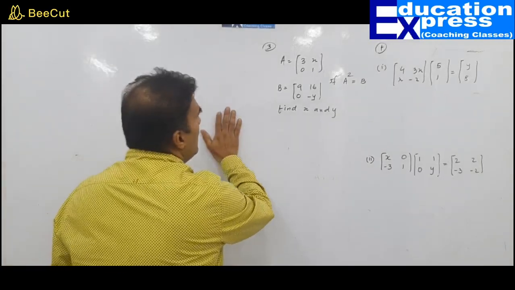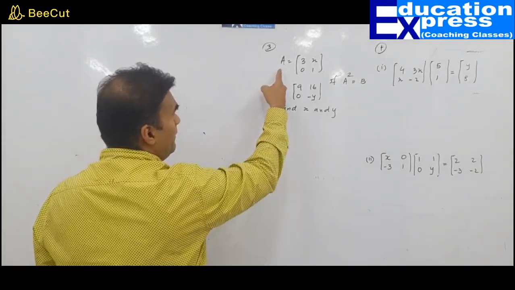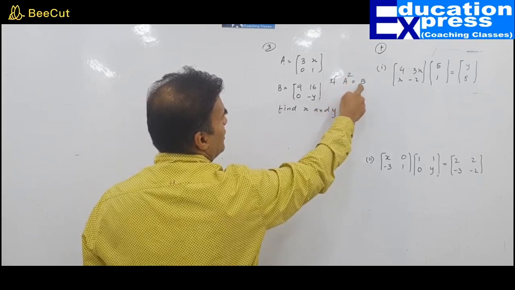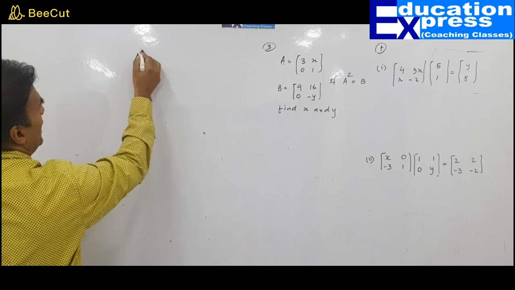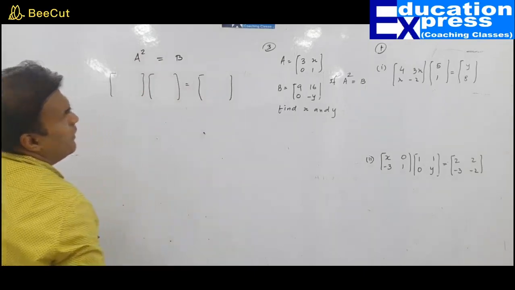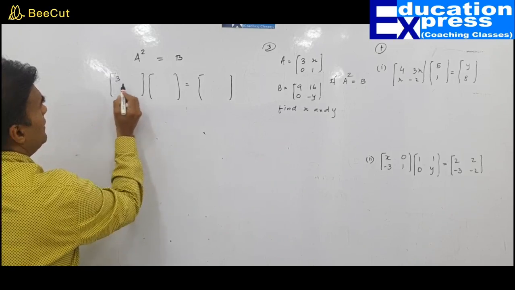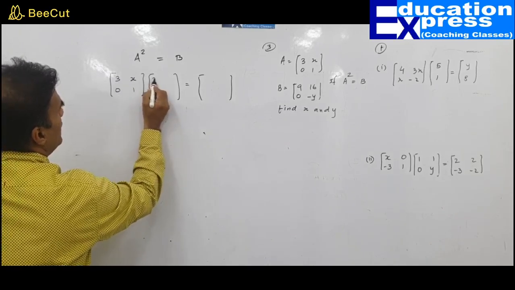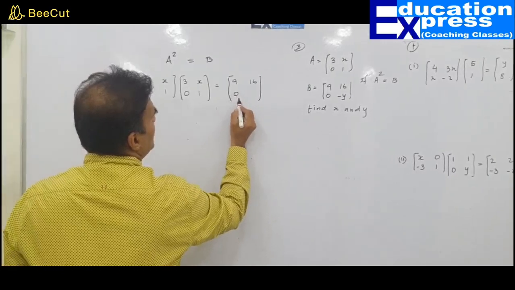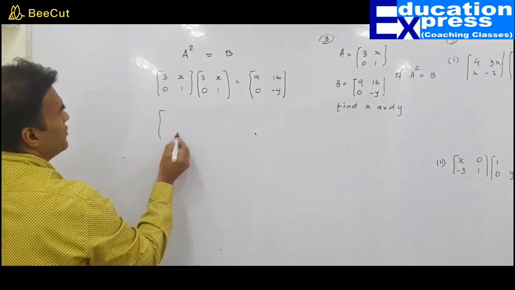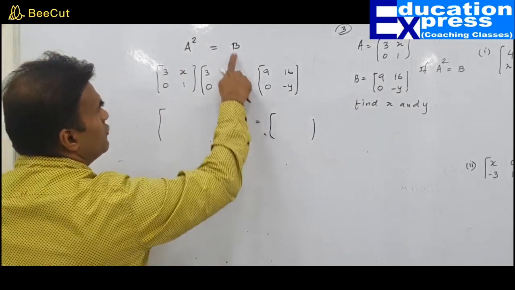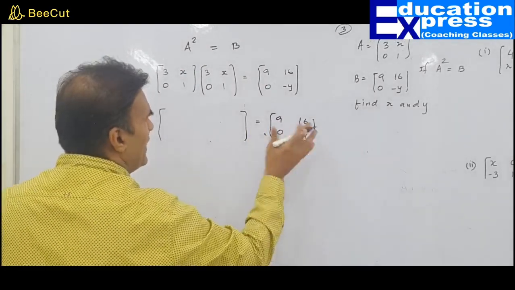Now have a look at this question. Question number 3. What does it say? Matrix A is given, B is also available, and then they say that matrix A square equals B. So since A is available, A square is equal to B. Let us put matrix A square in perspective of B. So that will be 3 x 0 1, 3 x 0 1. Matrix B is 9, 16, 0 and minus 3. We know the rules of multiplication should not be bothering us at all. We need to find out A square equals B. So I am writing the value of matrix B. Let it be like that.